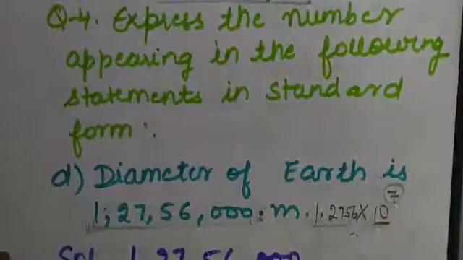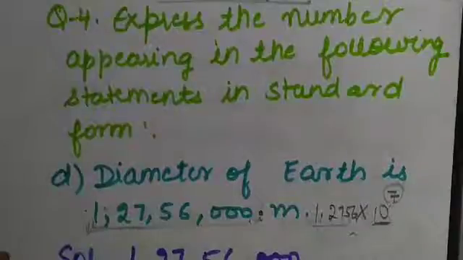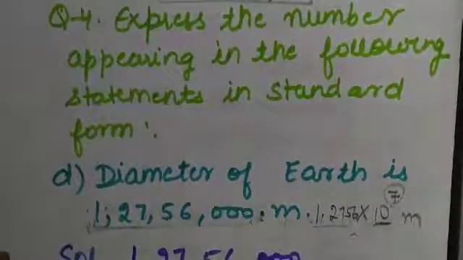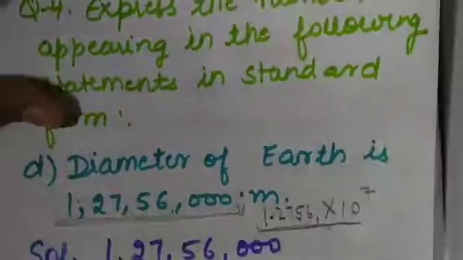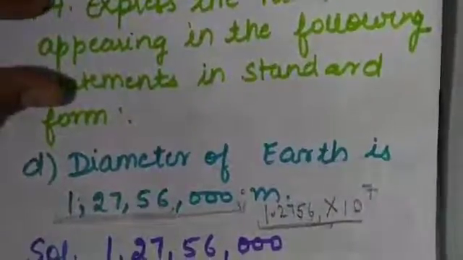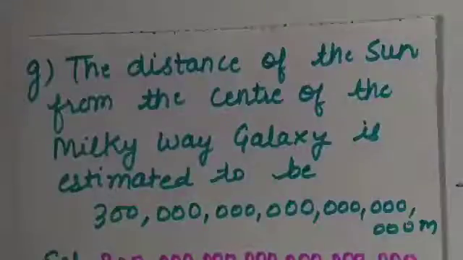So this is part D. I have expressed this number in standard form. Okay. Now come to the next part. Part G I am explaining.